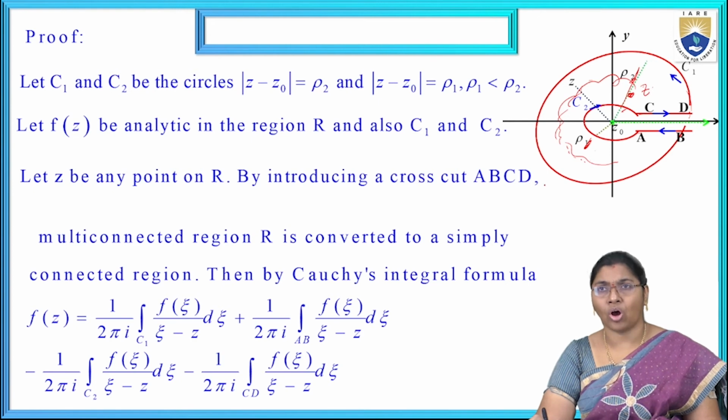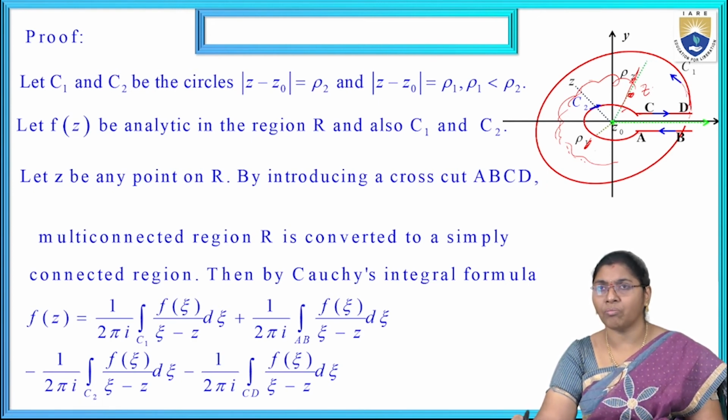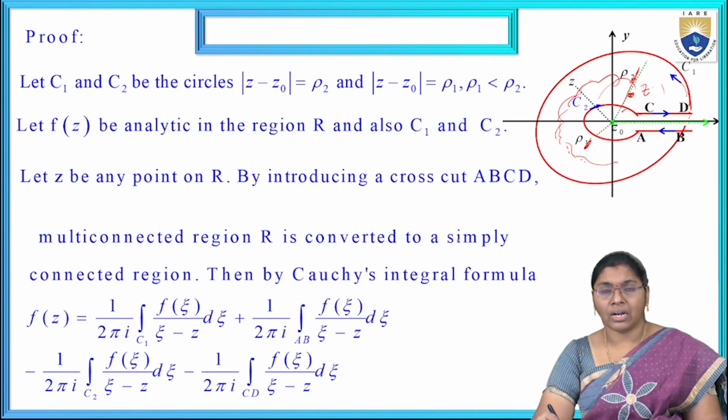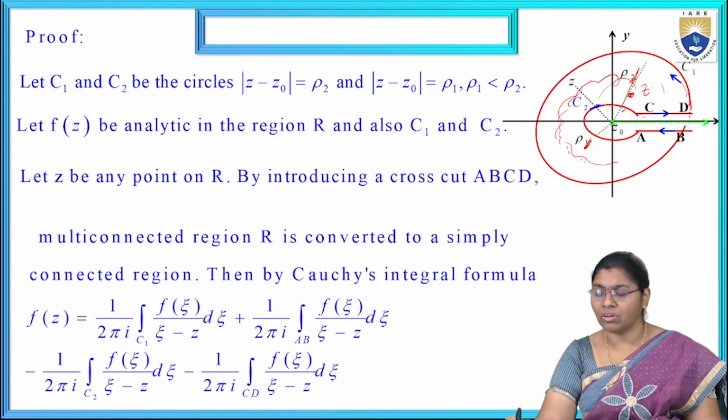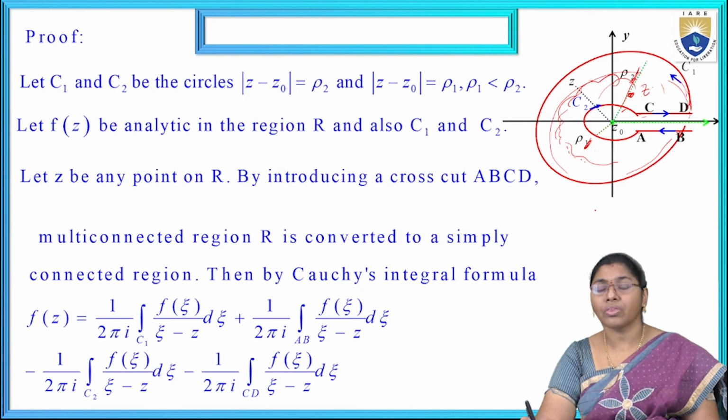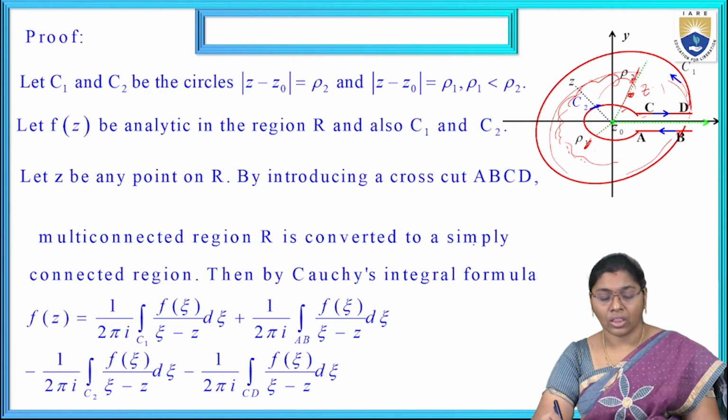By introducing a cross cut ABCD, just cutting only this area, I am using this area, that's why I am telling ABCD. The multi-connected region R is converted into a simply connected region. Then by Cauchy integral formula: what is the Cauchy integral formula? Integral of f of z dz by z minus z naught is equal to 2 pi i into f of a, here z equal to a.